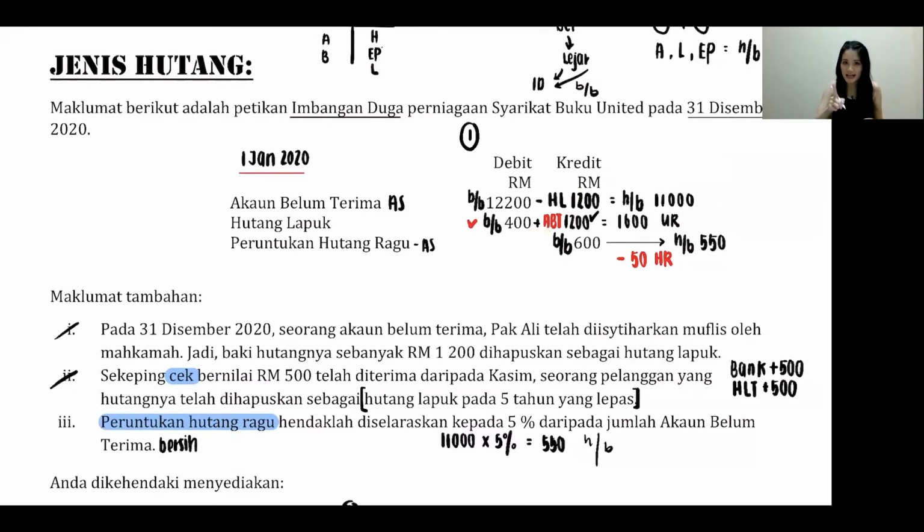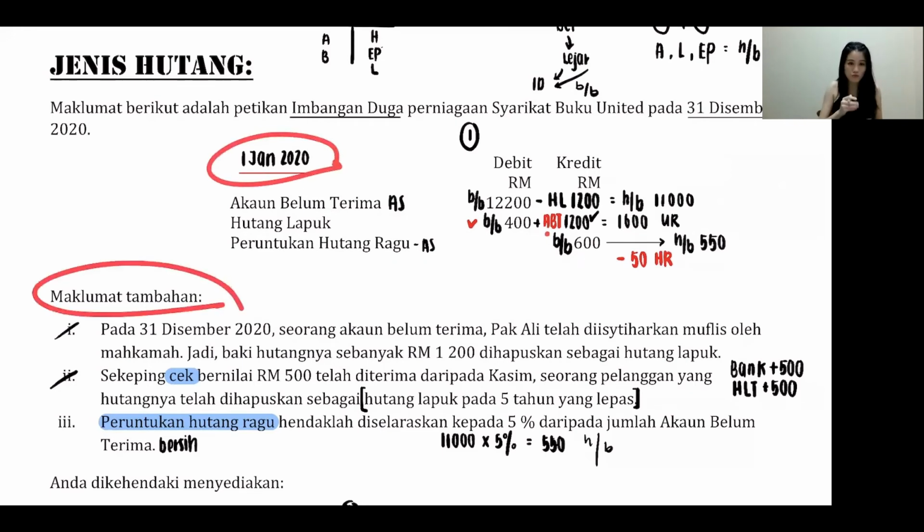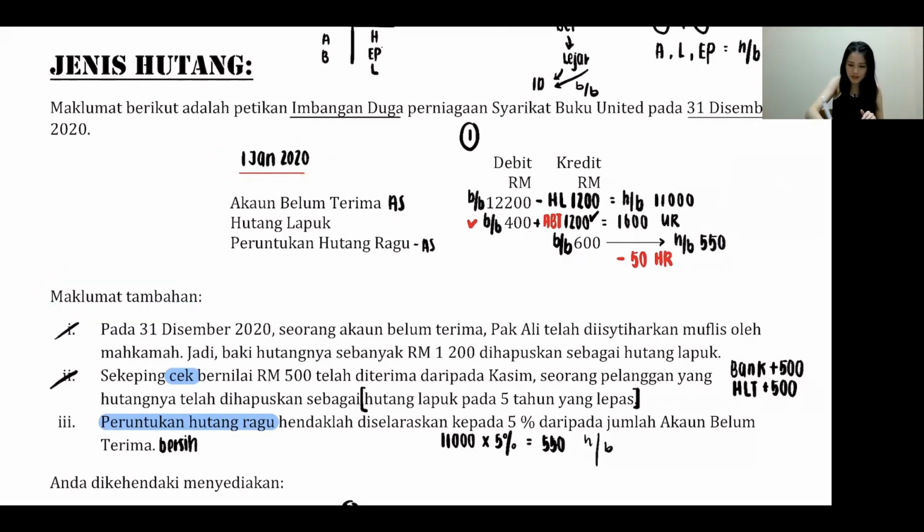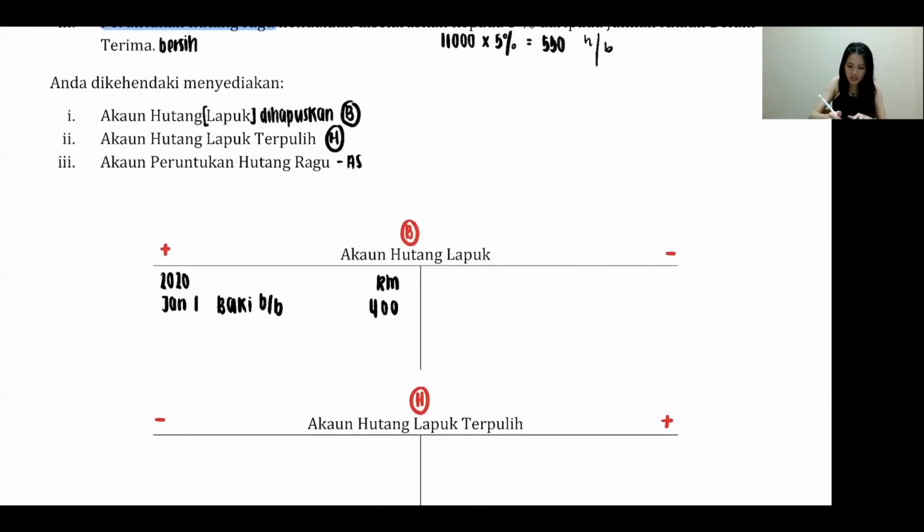So positive side again, but do not put 1st January, because this is what happens in maklumat tambahan, year end. So we go below the 1st January and put December 31st, account belong terima. Of course, you cannot write the short form, but since I'm just teaching you to show where the positioning is, I will write the short form. During the exam, you have to spell out the full one, account belong terima. Okay, so it's 1,200 here.